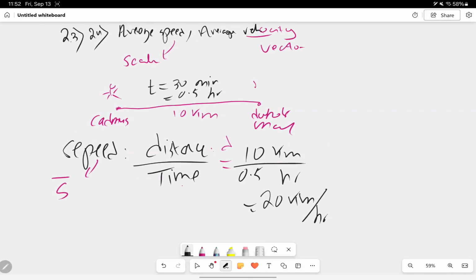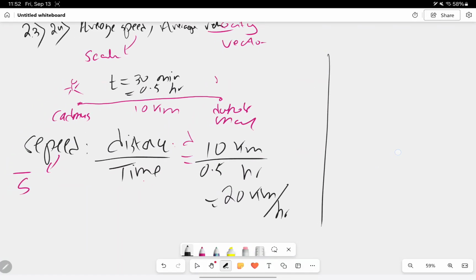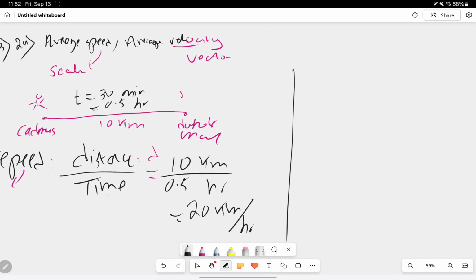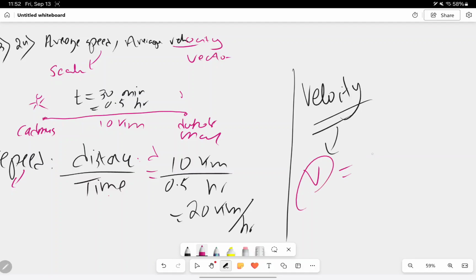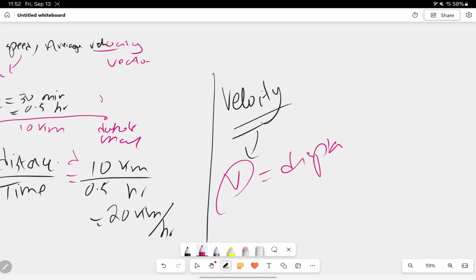As you can see, in speed, I did not mention direction. I did not tell you he just moved from Cadmus to the Hook Mall, but I did not say he moved to the right of Cadmus, to the left of Cadmus, to the south, to the north, east, west, nothing. Now, what's the difference? Let's talk about velocity. Velocity can represent the same value. But velocity, sometimes we give it the letter v, is displacement over time. Okay, what's the difference?